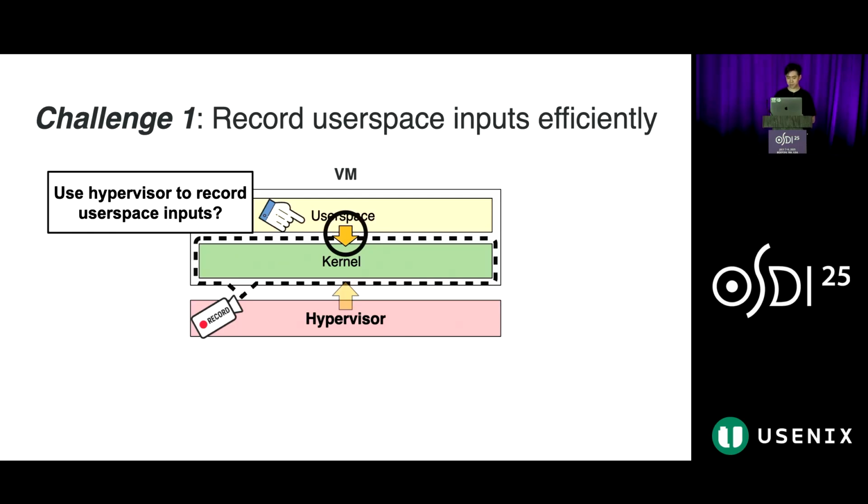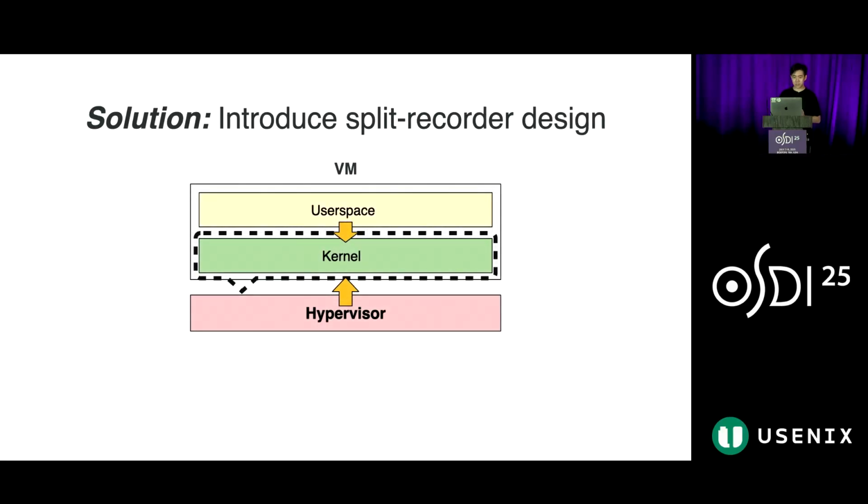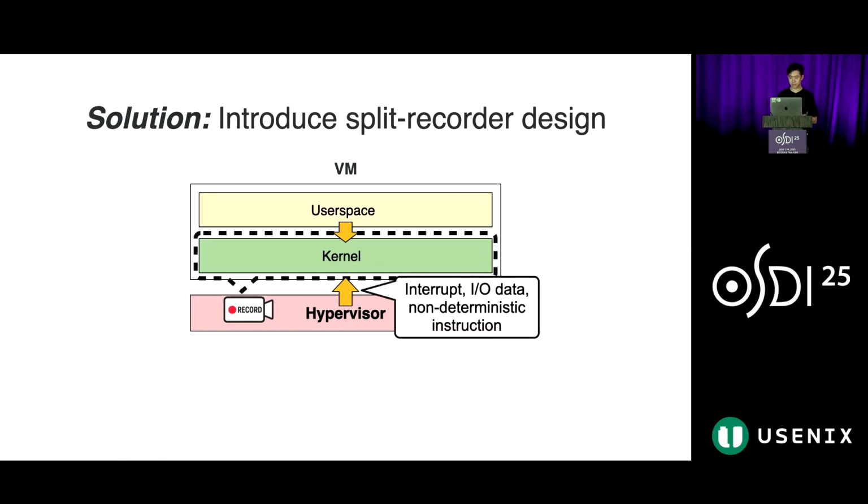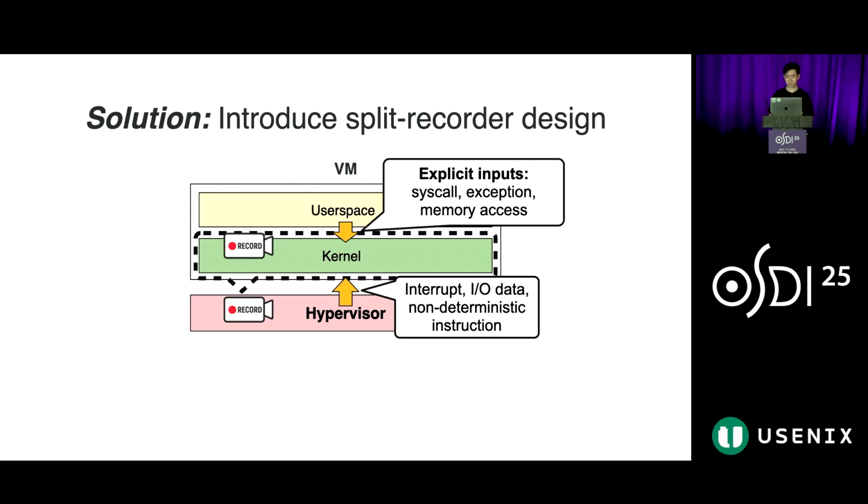How do we deal with it? The KRR solution is to introduce a split recorder design. The first part of the recorder, just like the whole machine RR, sits in the hypervisor, intercepting the inputs from the hypervisor to the kernel, such as interrupts, I/O data, and non-deterministic instructions. And the second part of the recorder runs inside the guest kernel, intercepting the inputs from the user space.